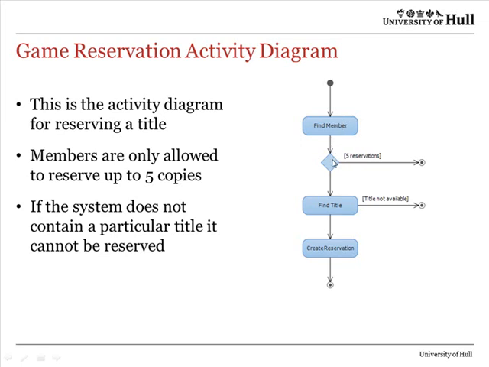If I take you through it, if you can see my cursor moving around, the first thing we do is find the member. If they've reserved 5 titles or more already, we exit the use case, because there's nothing we can do. They can't reserve more than 5. Then we see, okay, Mr. Miles, what title would you like to reserve? I want to reserve Halo Reach, please.